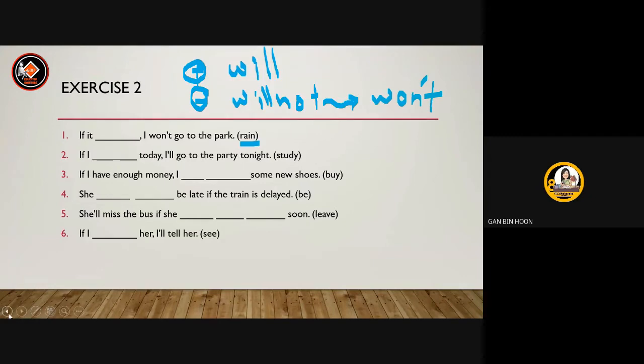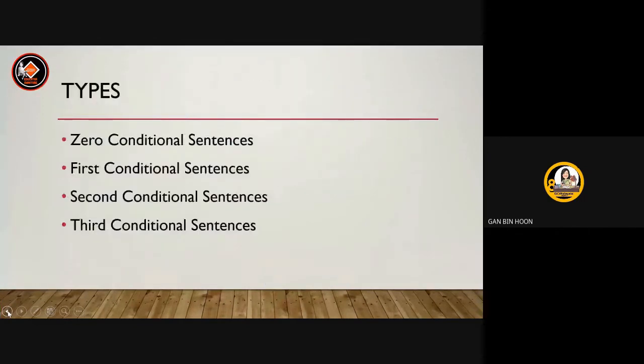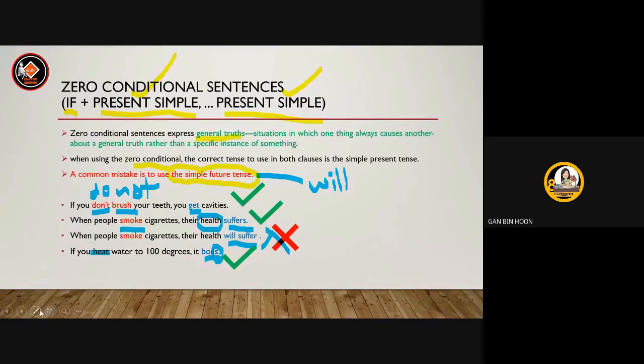So for those who were absent just now, we did the conditional tense. Conditional tenses or conditional sentences, there are 4: zero, first, second and third conditional sentences. When do I write, teacher? Conditional sentences you write when, number 1, you use a fact. Ayat yang menggunakan fakta. So bila ada ayat fakta, you must use this formula: if plus present plus present. For example, if you do not brush your teeth, you get cavities. Cavities is lubang pada gigi.